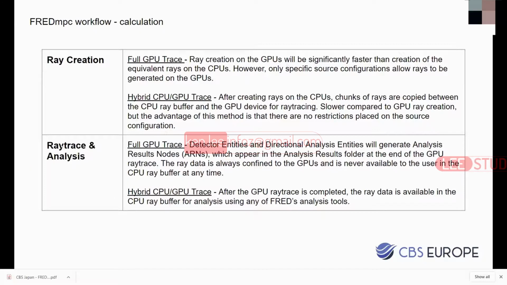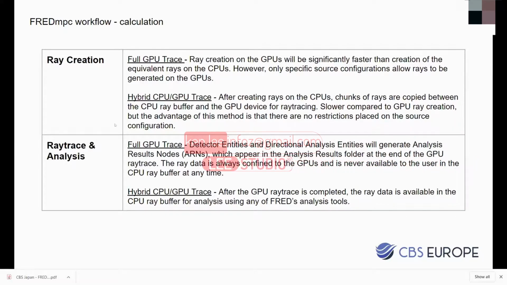And then for the ray trace and analyses directly, if you're using the full GPU ray trace, then whatever detector entities and directional analysis entities you have set up in your model will generate these analysis results nodes in the analysis results folder at the end of the GPU ray trace. So that's what you receive back from the full GPU calculation, the analysis results.